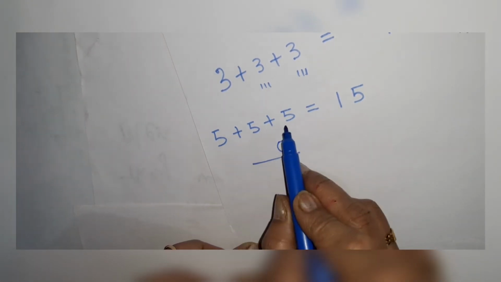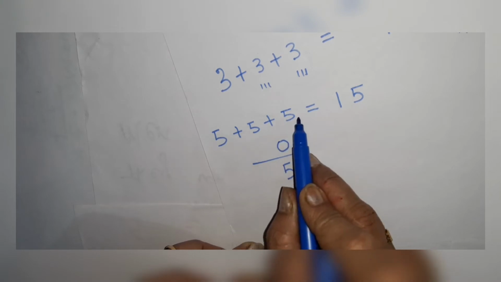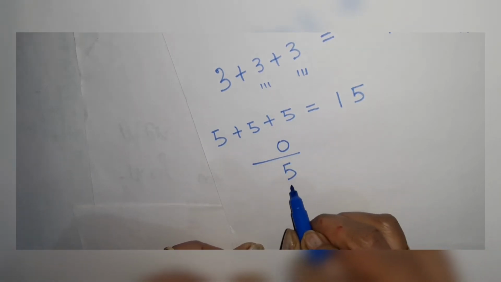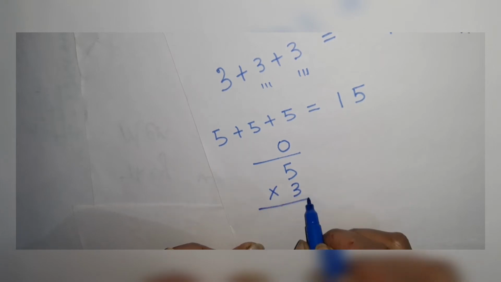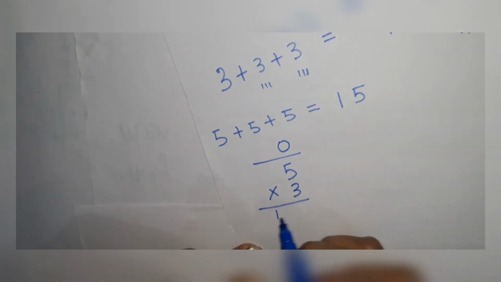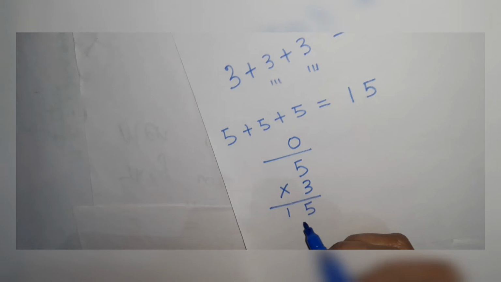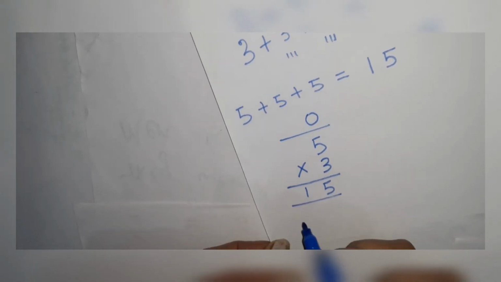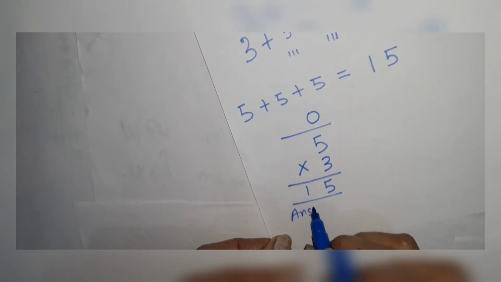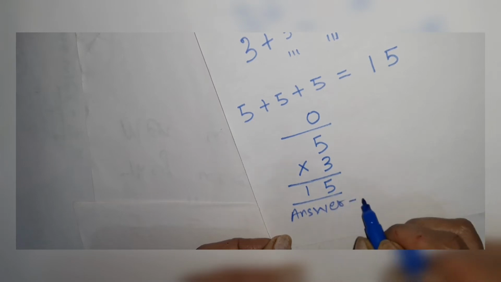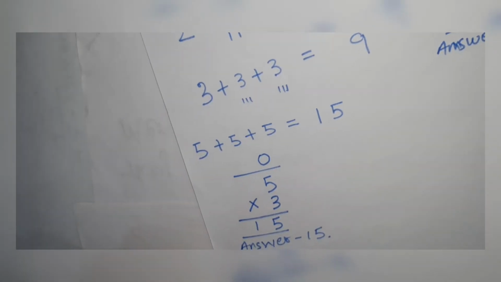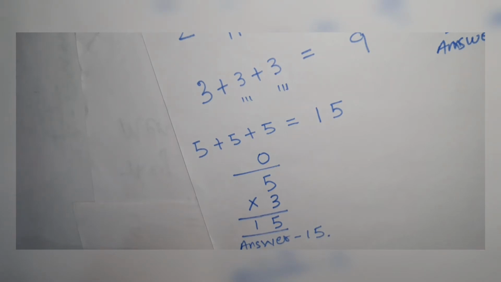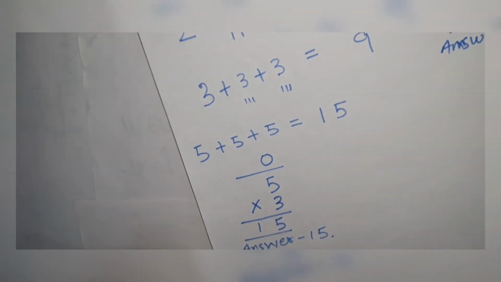Now how many times 5? 1, 2, 3. Three times. So I write 3 here. I put a multiply sign. And what does it come to? Five 3's are 15. So the answer is 15. This way we are doing multiplications.